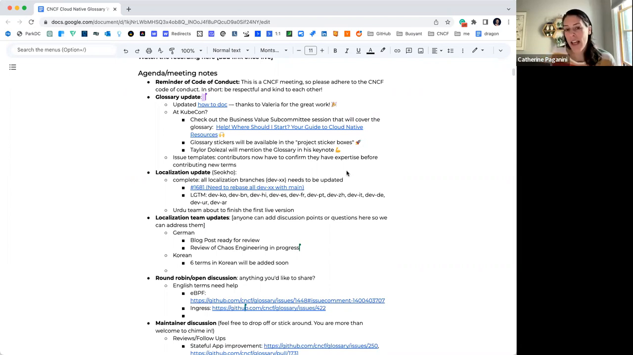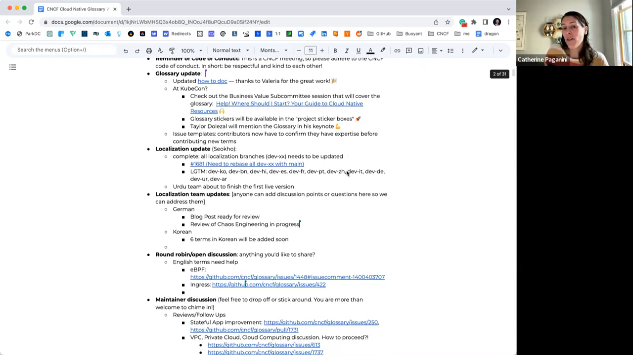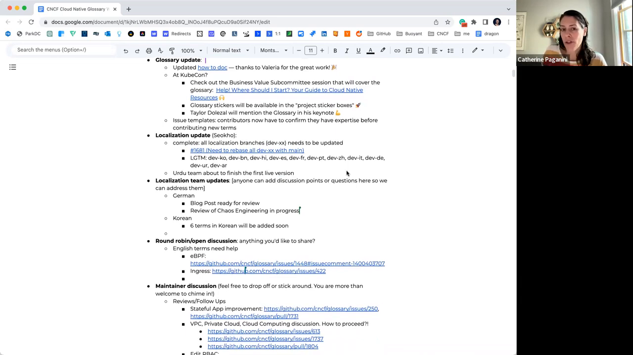And then the issue templates now have a little addition. You don't only have to confirm that you want to work on it, you also have to confirm that you have read and agreed to the who can contribute section, that you qualify. So if you check that, you are a cloud native expert, or you have someone who is an expert working with you. You cannot write a definition from scratch if you don't know cloud native. That's going to be very difficult. So that's clear. And that's it from the glossary, I think. Over to you, Silk.